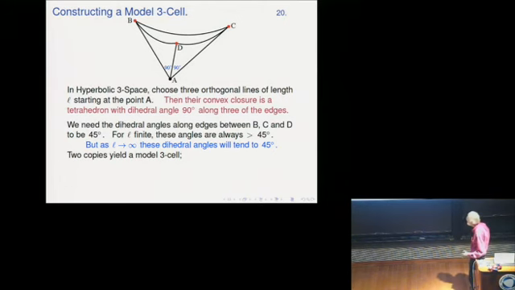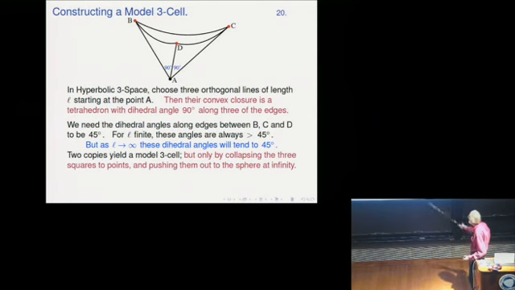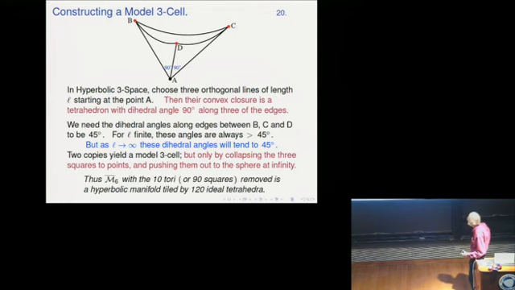But there's a cost, because we can only do this by collapsing the three squares to points and pushing them out to the sphere at infinity. But in this way, we see that M6, with the 10 tori or 90 squares removed, can be given the structure of a hyperbolic manifold tiled by 120 of these ideal tetrahedra, that's 2 times 60. So that is the outline of the proof.